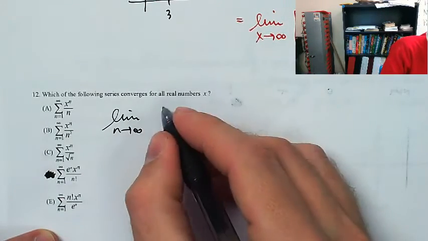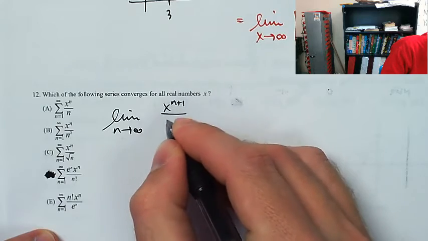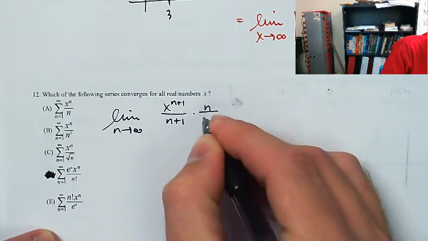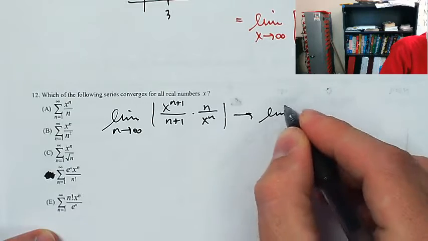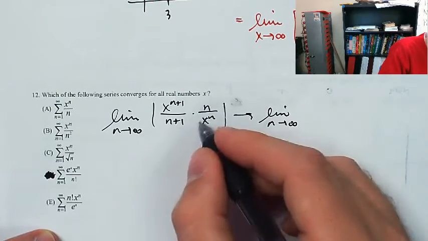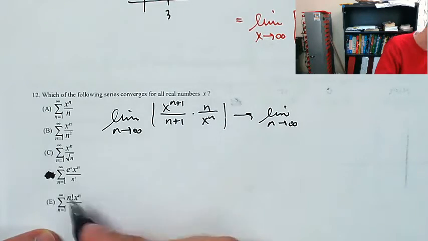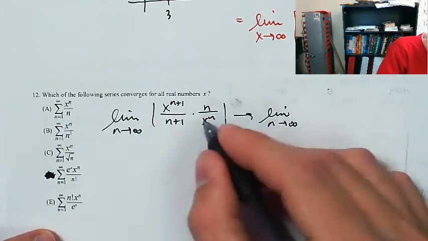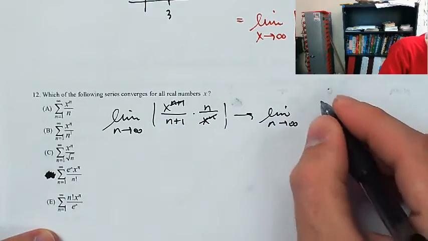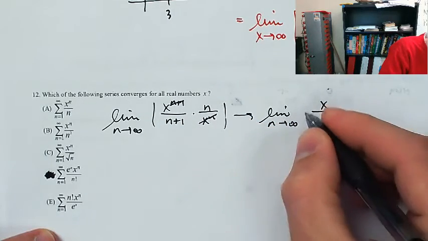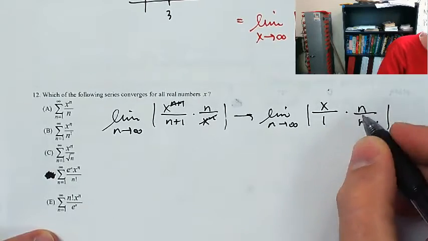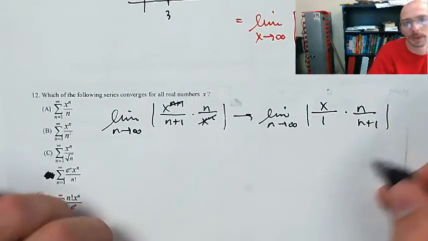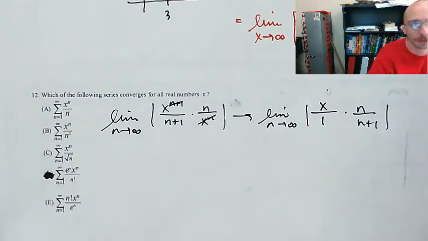Okay, I'm going to do x to the n plus 1 divided by n plus 1 times n over x to the n, and take the absolute value. All but 1 powers of x are going to cancel, and that's going to be the same way every time. So I've got x divided by 1 times n over n plus 1. That limit goes to 1, so the absolute value of x needs to be less than 1. That's not all real numbers x.